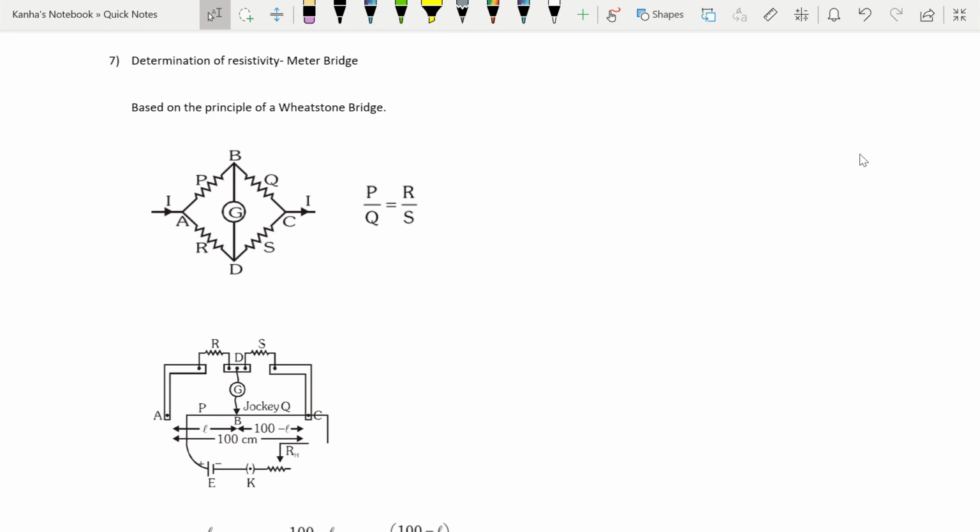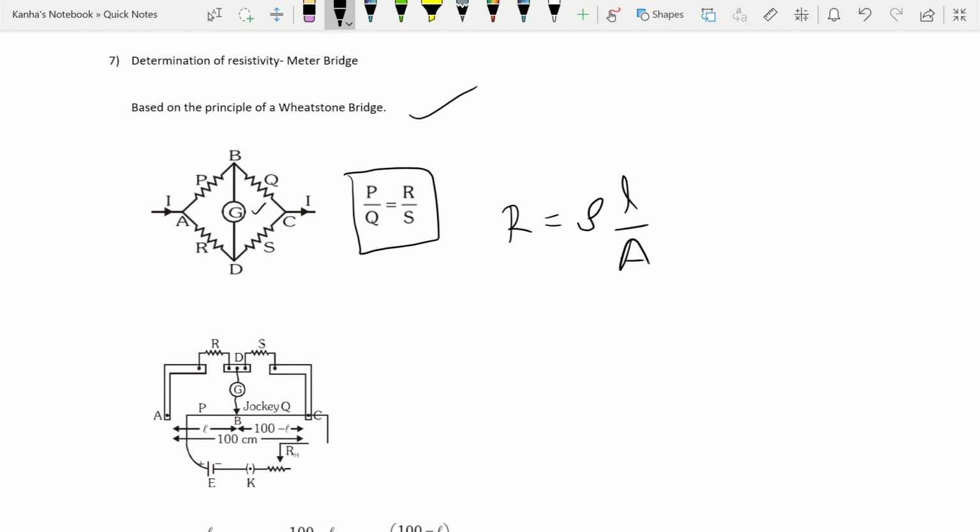So the final experiment that we are going to study is the determination of resistivity. This works on the base principle of the Wheatstone bridge. It says that when the bridge is balanced, the resistances are in this ratio. At this point, the galvanometer does not read any value. It gives a value of 0, and the ratio of P to Q is equal to the ratio of R to S. Now we need to find the resistivity. You know that resistance is equal to rho into L by A.